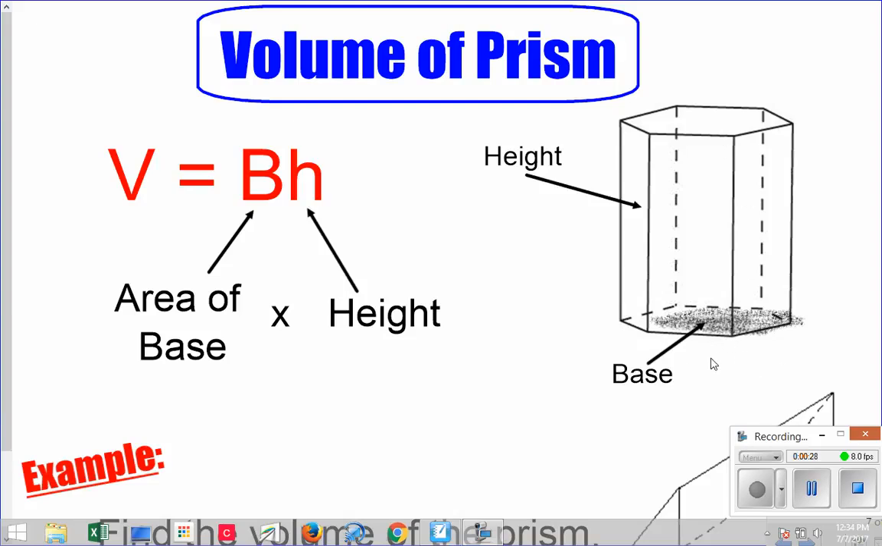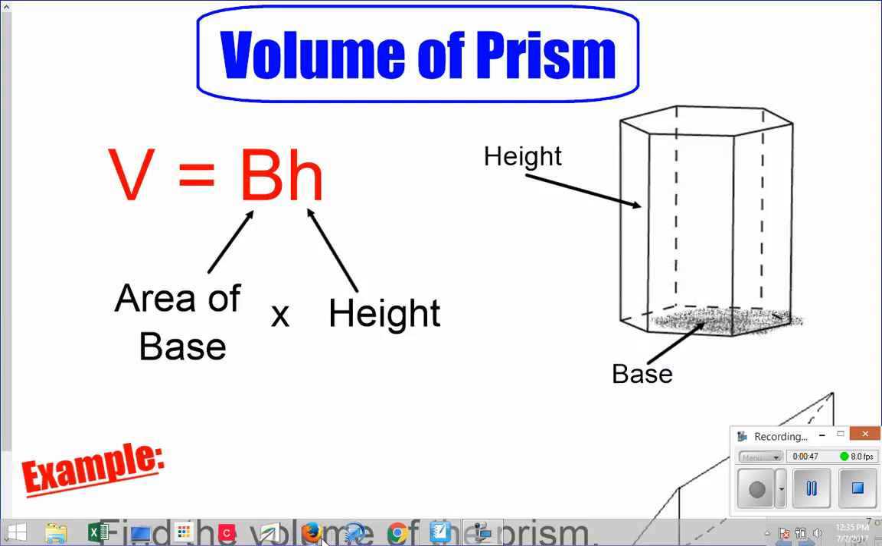So those two, in this particular prism here, we have the base highlighted. Those two are parallel to each other, they're congruent, they're called the bases. And then remember, the height is just what connects the two bases together. So it's the edge of the prism that connects the two bases.